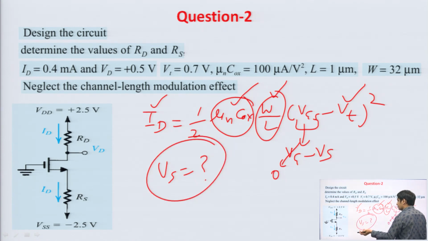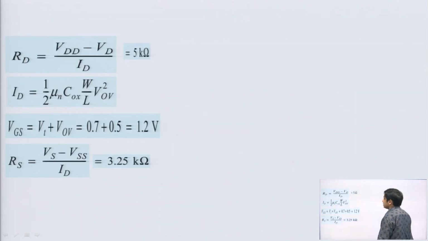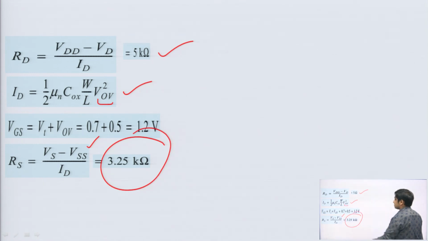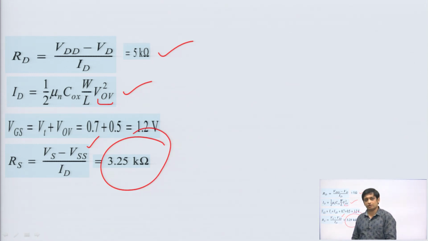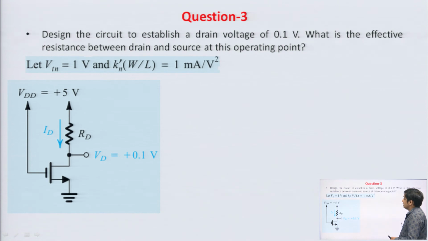If we have found the value of Vs, then just put it here and you can calculate the value of Rs, fine. So, the answer is Rd is 5 kilo ohm. Now, just use this equation of drain current in saturation region, where Vov is the overdrive voltage, that is Vgs minus Vt, fine, and after calculating Vs, just put it in this equation and the value of Rs is 3.25 kilo ohm, fine. So, the problem is solved. We have calculated the value of the unknown resistances, that is Rd and Rs, for the particular specifications given in the circuit. Now, the next question is to design the circuit to establish a drain voltage of 0.1 volt.